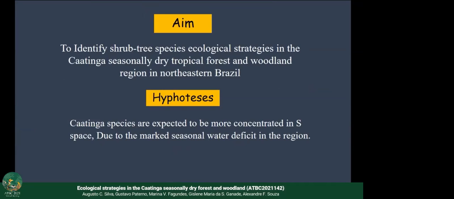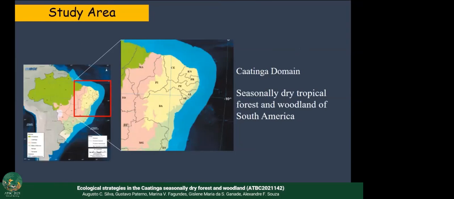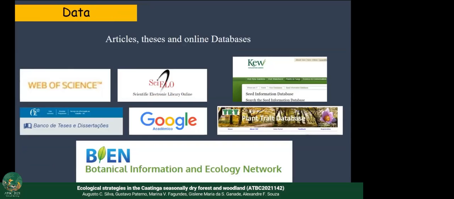Our objective is to identify tree species ecological strategies in Caatinga seasonal dry tropical forest and woodland in northeastern Brazil. Caatinga species are expected to be more concentrated in the stress-tolerant space due to marked seasonal water deficits in the region. The study area comprises the Caatinga domain, located in the seasonal dry tropical forest and woodland of South America. Data were obtained from articles and tests in online databases.